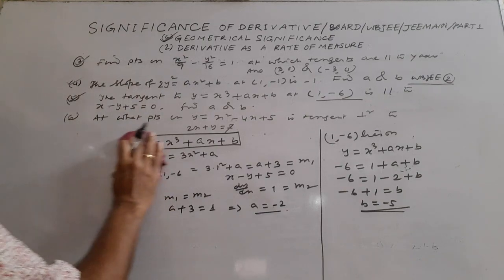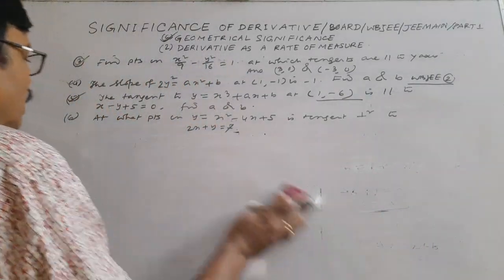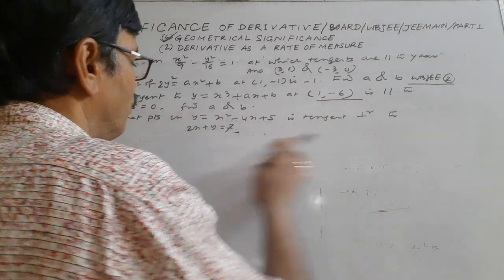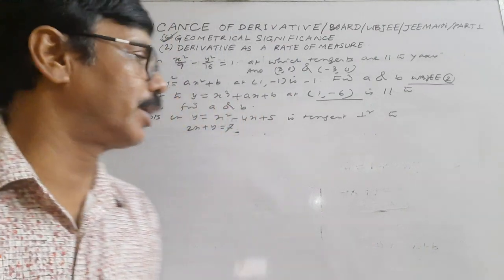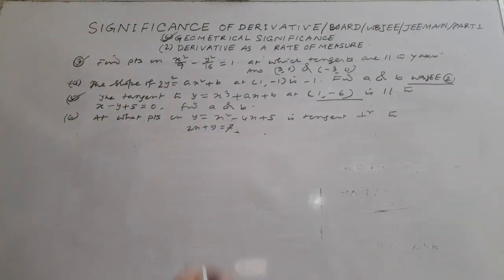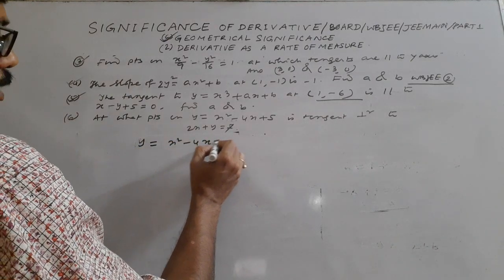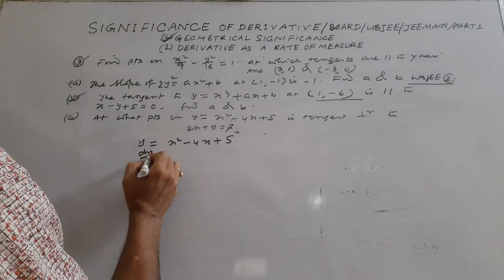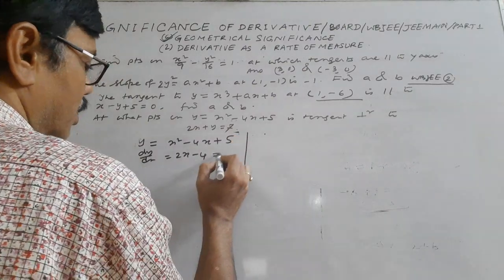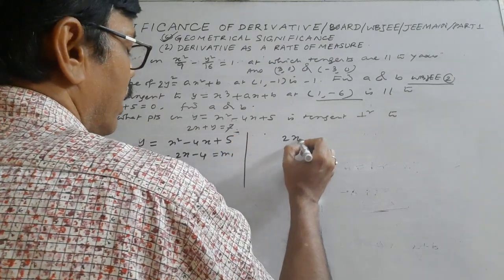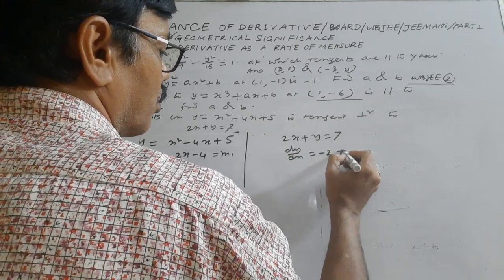Now problem number 6, exactly the same type of problem. Find points on the curve where the tangent is perpendicular to this line. Perpendicular means m1 m2 equals -1. What is m1? The slope, that is dy/dx. So y equals x square minus 4x plus 5, dy/dx equals 2x minus 4. So this is m1. And for 2x plus y equals 7, dy/dx equals -2, which is m2.